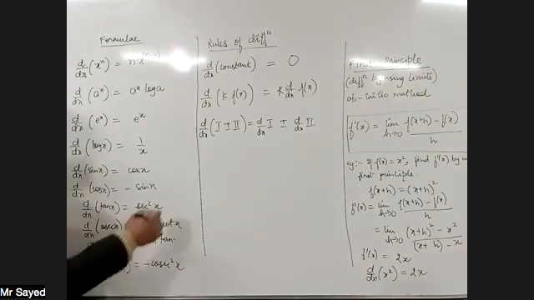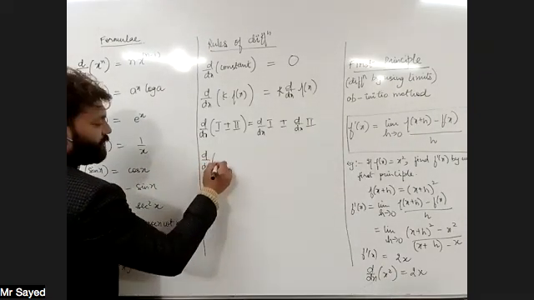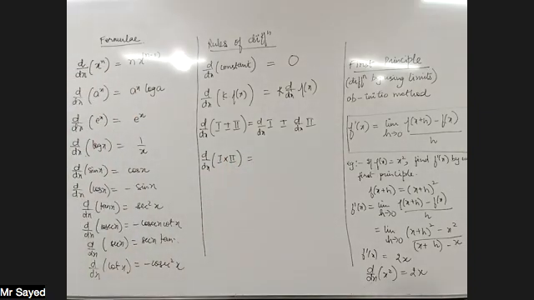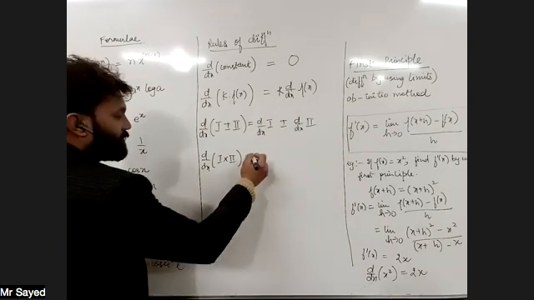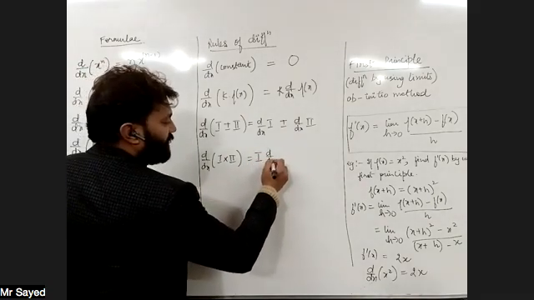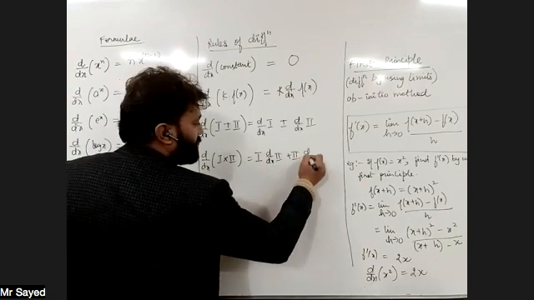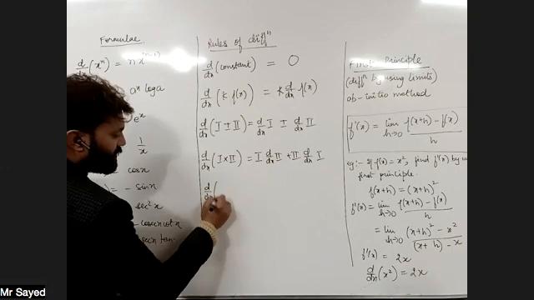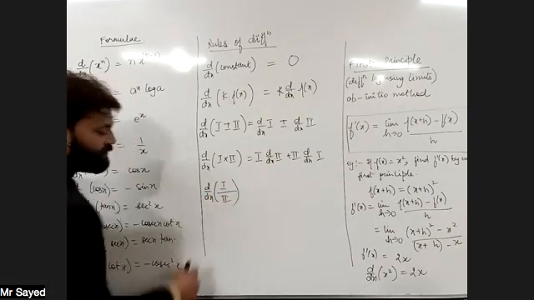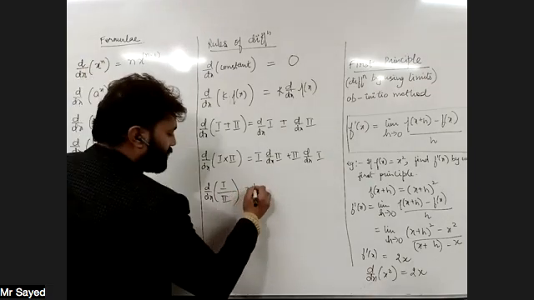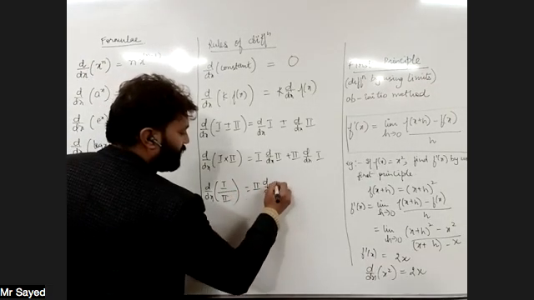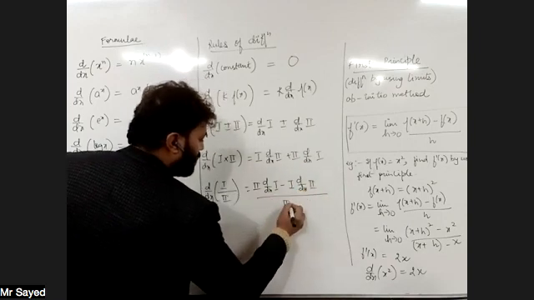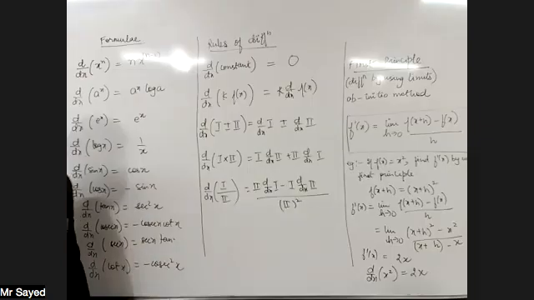Then what is to be done if it is a product of two functions? If it is a product of two functions, then we make use of the product rule. Product rule is: first as it is, differential of second, plus second as it is, differential of first. If it is a quotient of two functions, first function upon second function, then it is second as it is, differential of first, minus first as it is, differential of second, and whole upon second function squared.